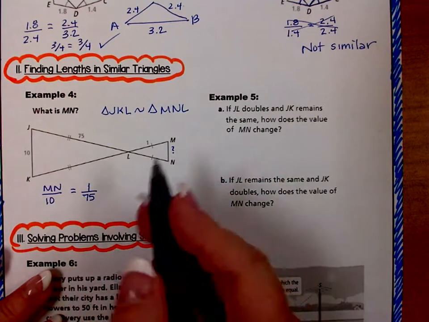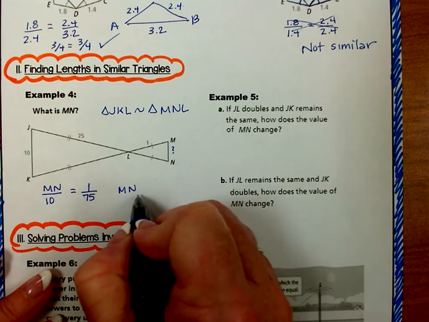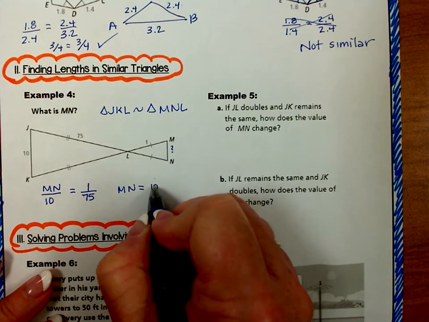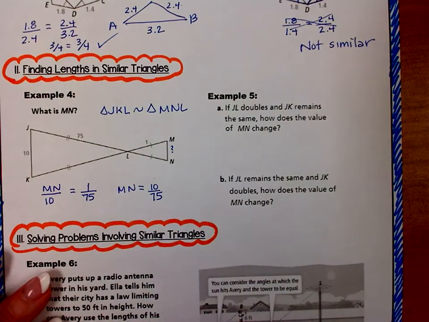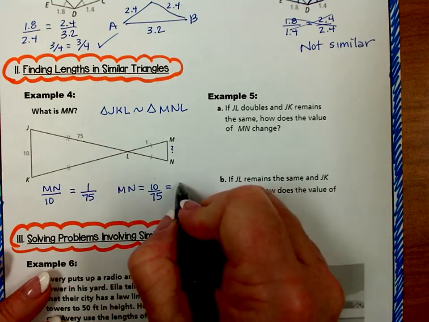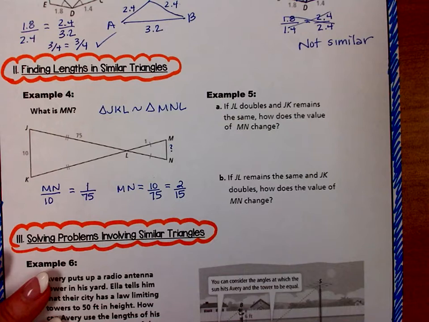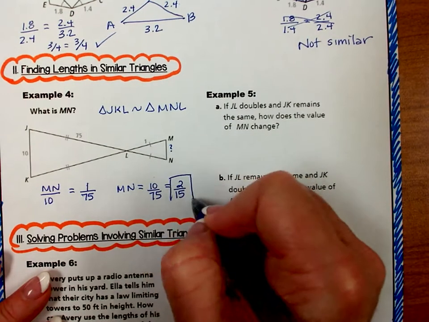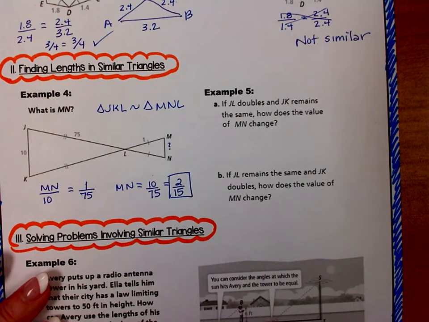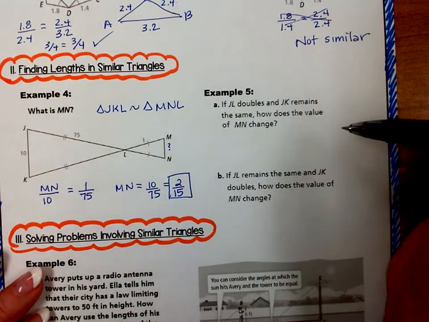And then if we cross multiply, MN is going to be equal to 10 over 75, which is going to reduce to 2 over 15. So MN is equal to 2/15. All right, now let's take a look at the same problem from a different angle.